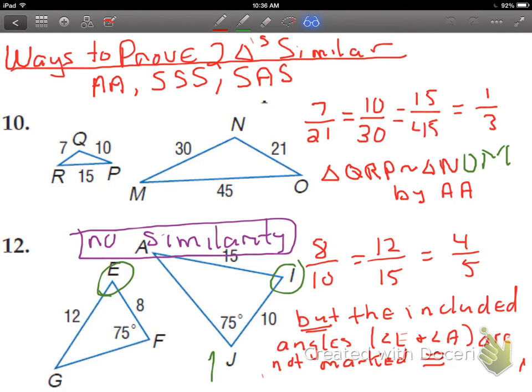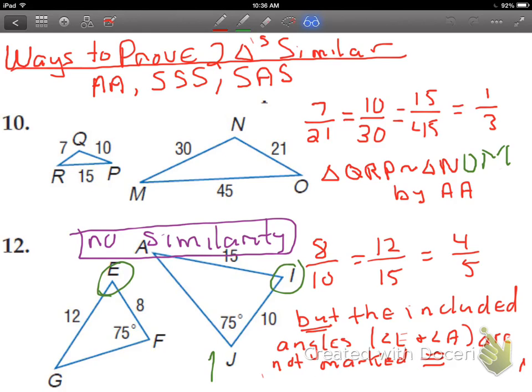There are three ways to prove two triangles similar: angle, angle; side, side, side; and side, angle, side. On problem number 10, there's no angle information, so we're going to try side, side, side. We're going to take the smallest side of RQP and put it over the smallest side of MNO, the middle side over the middle, and the large over the large, and see if they equal the same ratio. And they all do in this case. They're all in the ratio 1 to 3, which you would call the scale factor.